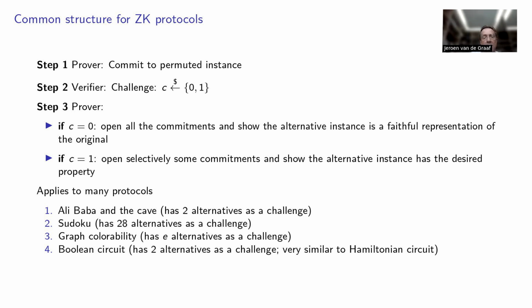There is the example of graph colorability, in which the number of alternatives, if I'm correct, is the number of edges that you have in the graph, and the condition to get to a small probability is more complicated. It can also be applied to the Boolean circuit, in which there are 2 alternatives as a challenge. It's very similar to Hamiltonian circuit, and we'll be doing it in the final part of this module.